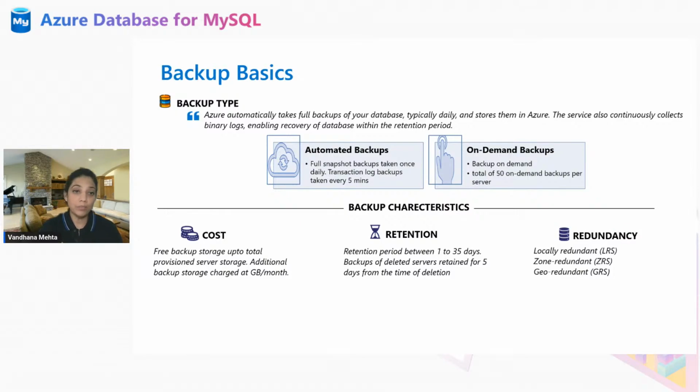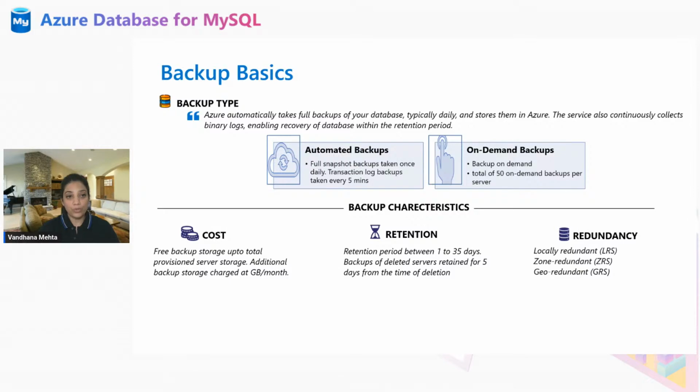In simplest terms, a backup is a copy or a snapshot of your data taken at a point in time so that you can recover from disaster scenarios like accidental deletes, data corruption, and even ransomware attack. And in MySQL specifically, we support two types of backups. First is automated backups. These are system managed backups. These are full snapshot backups taken by the system once daily, along with transaction logs, which is also the binary logs, which are backed up every 5 minutes.